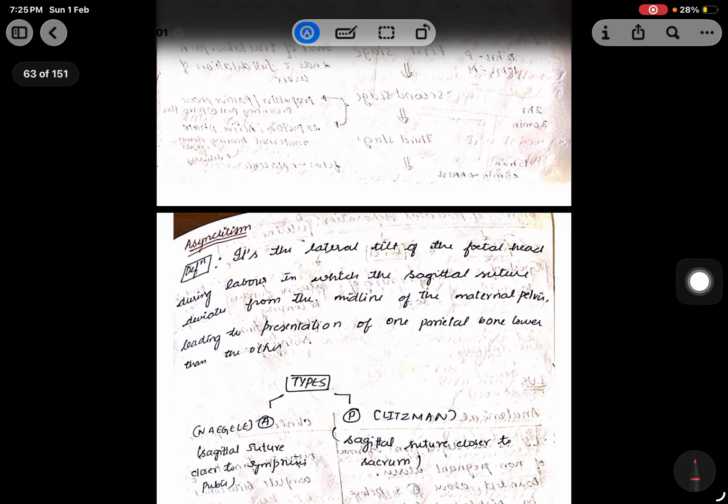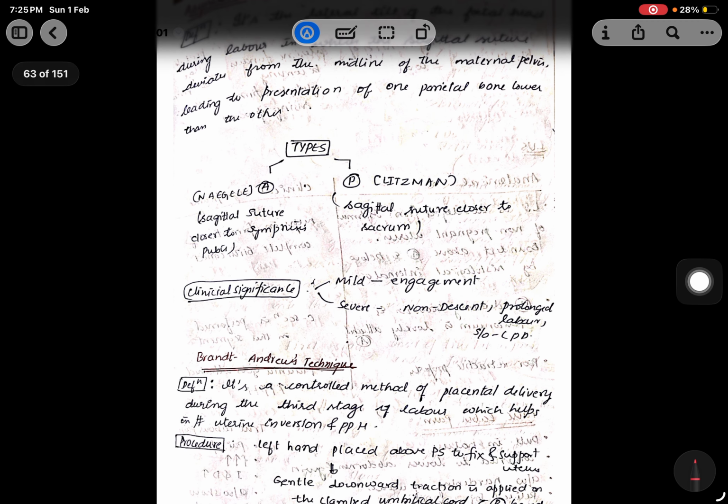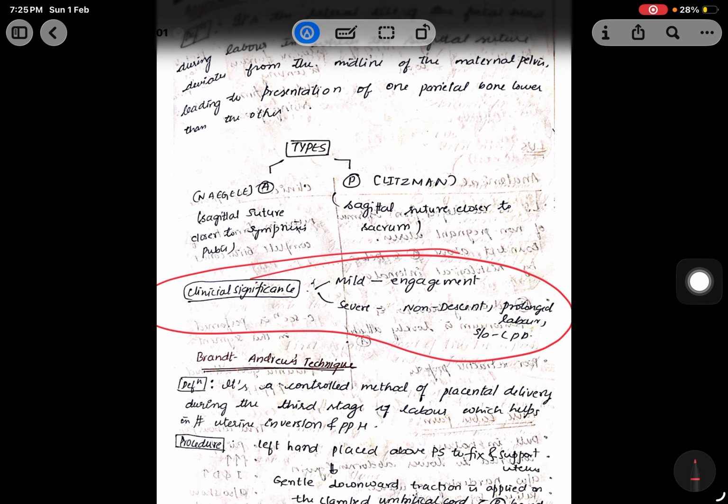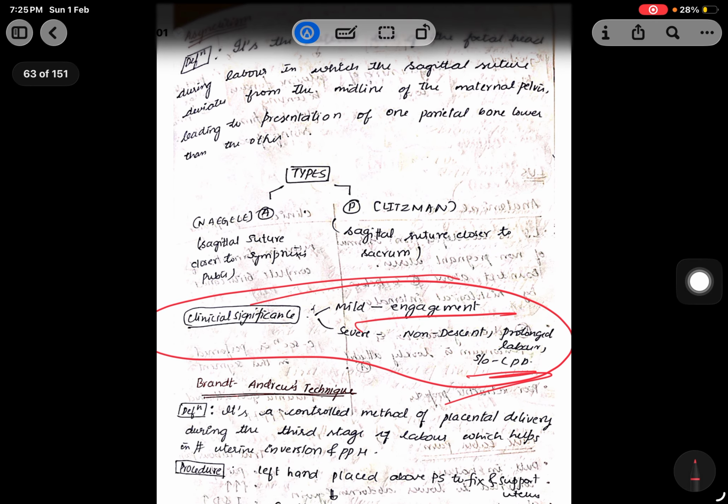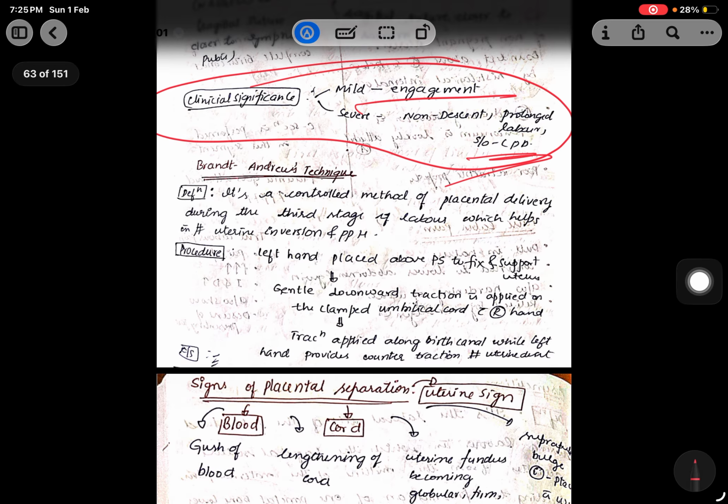So what about asynclitism? Make sure you know the clinical significance. If it's mild, it helps in engagement, but if it's severe, it is suggestive of CPD, that is cephalopelvic disproportion. Remaining else, I'm sure you know it. Then what is Brandt-Andrews technique? It's a technique to remove the placenta so that PPH is prevented. Okay, so this is the procedure and this is the clinical significance.